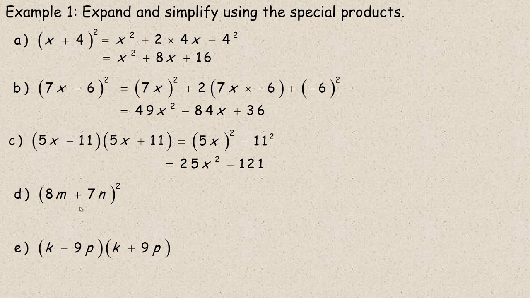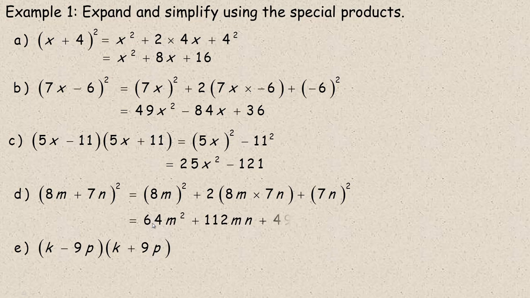In D, again, this is a squaring like A or B here. So again, this is the line that I'm trying to think about in my head. 8m squared is what I'm going to start out with. So 8 squared is 64, and m squared is m squared. This term here comes from multiplying this by this and doubling it, so that's what I'm showing here. 8m times 7n is 56mn. So that's 56mn doubled is 112mn. And then at the end, 7n squared is 49n squared.